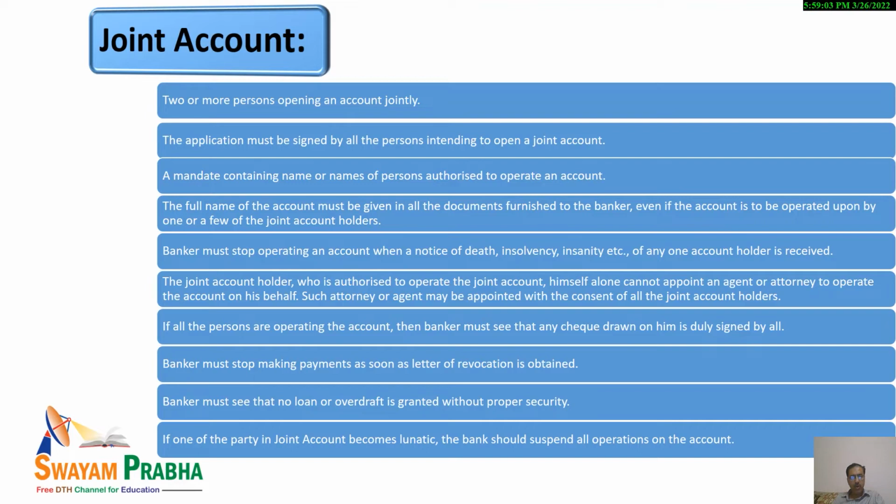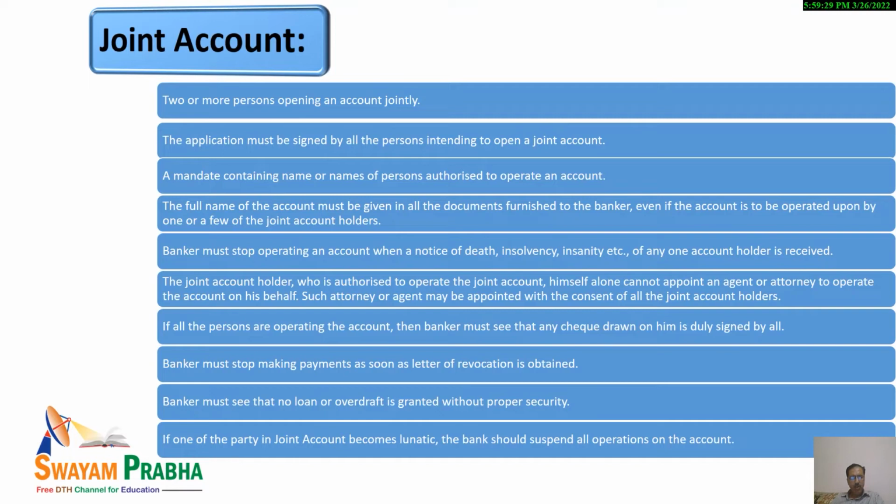But before appointing that agent, before appointing that attorney, the consent of all the joint account holders is necessary. And in case they are not agreeing, they are not giving their consent to appoint that particular agent or that particular attorney, in that case it can't be done. So their written approval along with signatures is very much necessary.